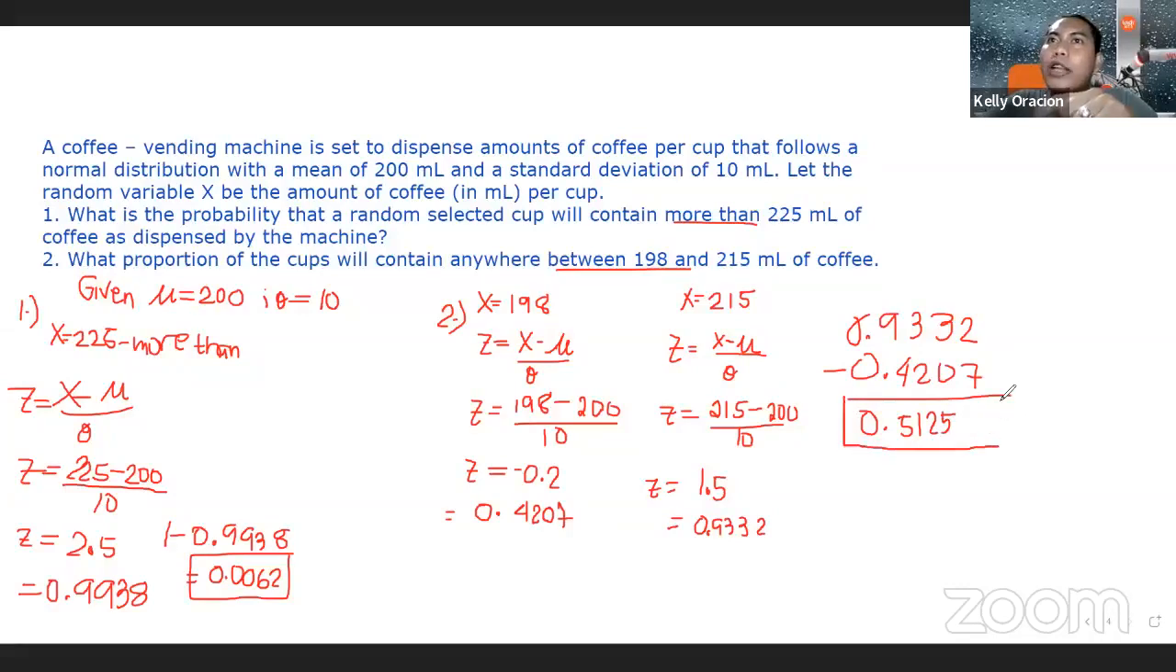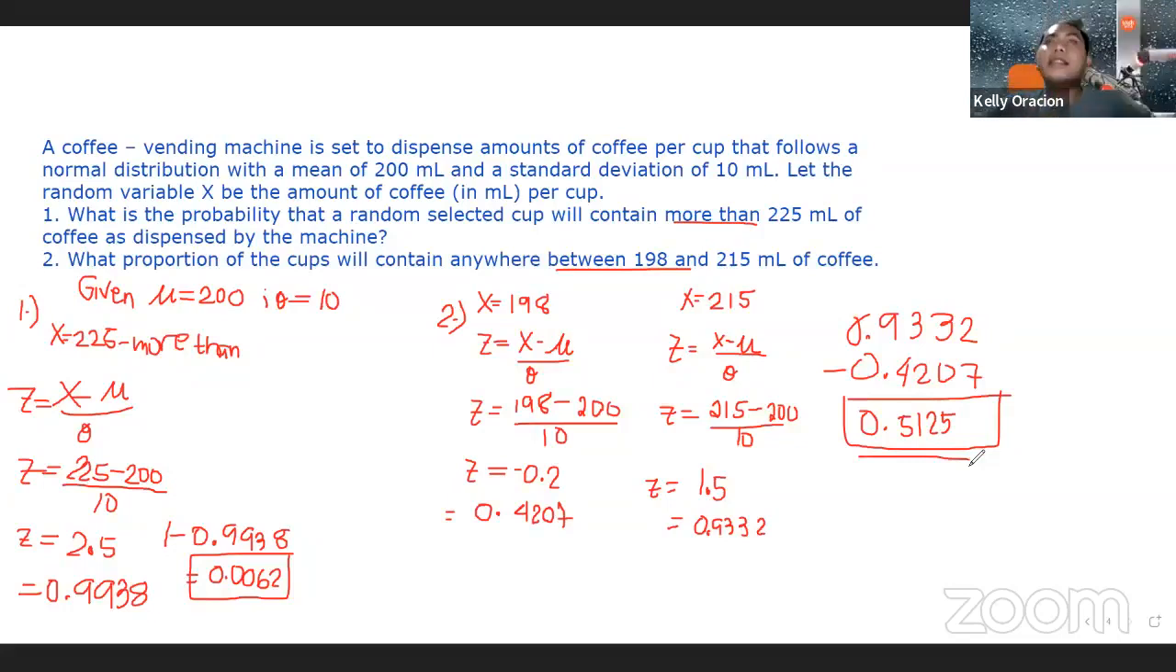The proportion is 0.5125. Let me verify first. The decimal is okay. The proportion of the cups that will contain anywhere between 198 to 215 ml of coffee is 0.5125. And this is now your answer.